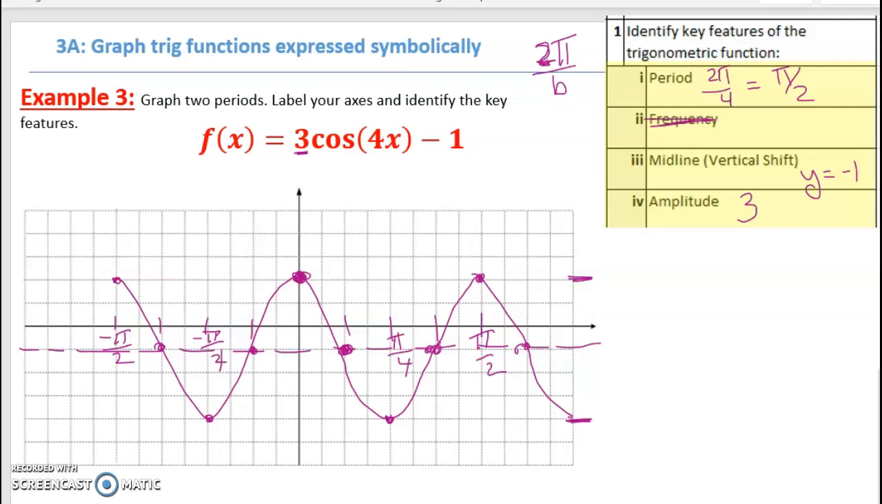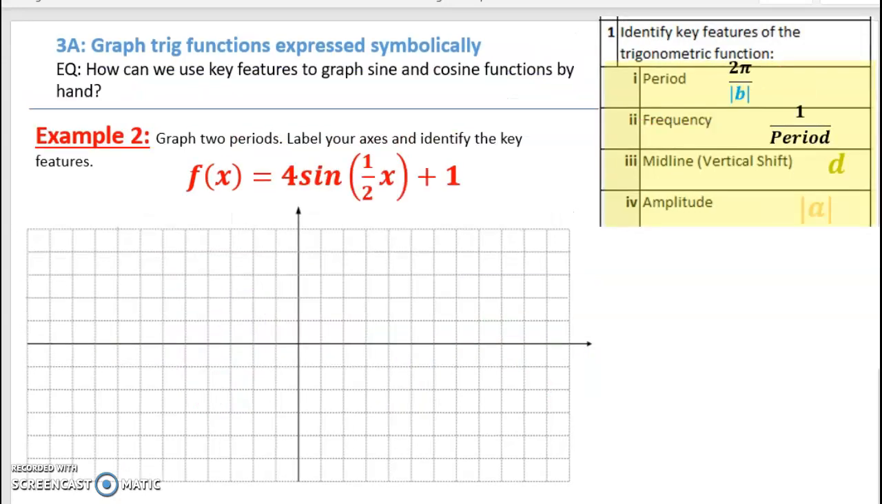Okay, I think I have time to do one more. So here's that formula. Period is 2 pi over b. We don't worry about frequency this year. Our midline is always that d value, the value on the back end, and the amplitude is always the positive number out in front. It's always the absolute value of that front. So for this function, I would have 4 for my amplitude, 1 for my vertical shift, so my midline would be at y equals 1, and my period, I'm going to write that over here.